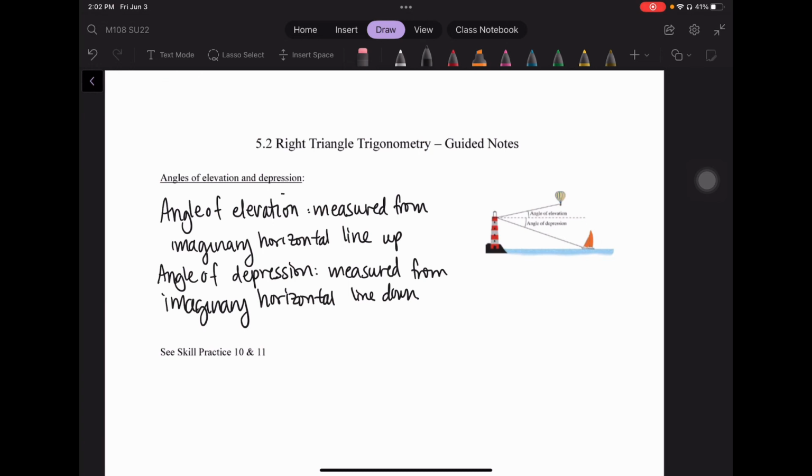We could use this information to determine how tall the lighthouse is. If we knew how far away the boat was, we could find the angle if we knew the height of the lighthouse and how far away the boat was. You could find all sorts of information using angles of depression and angles of elevation.